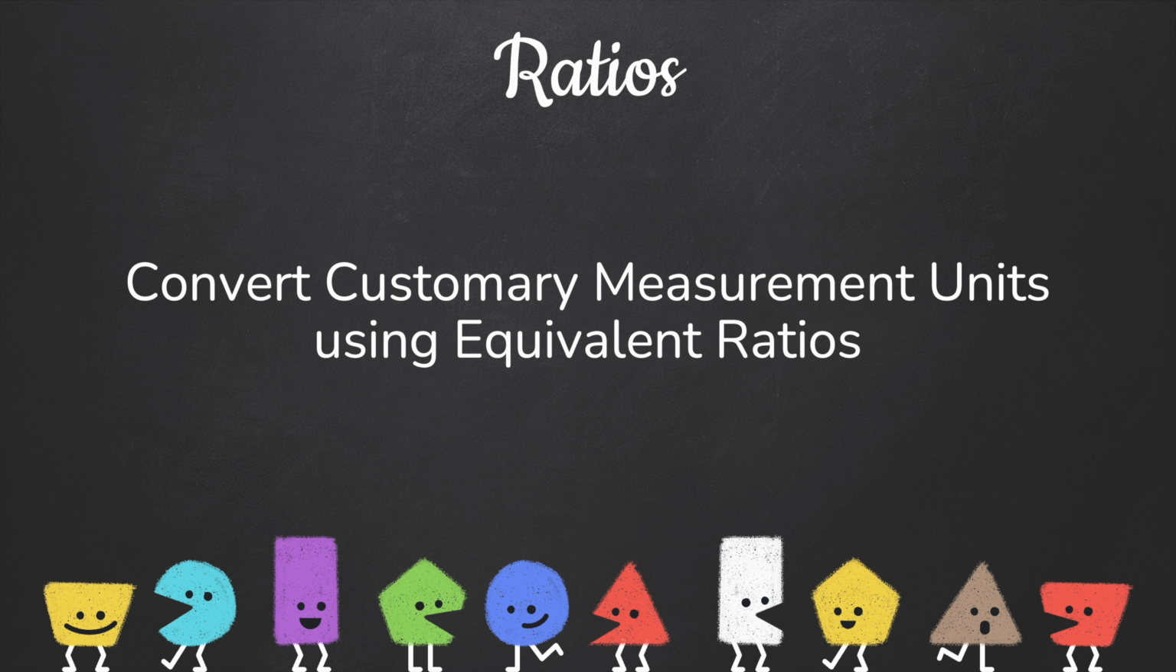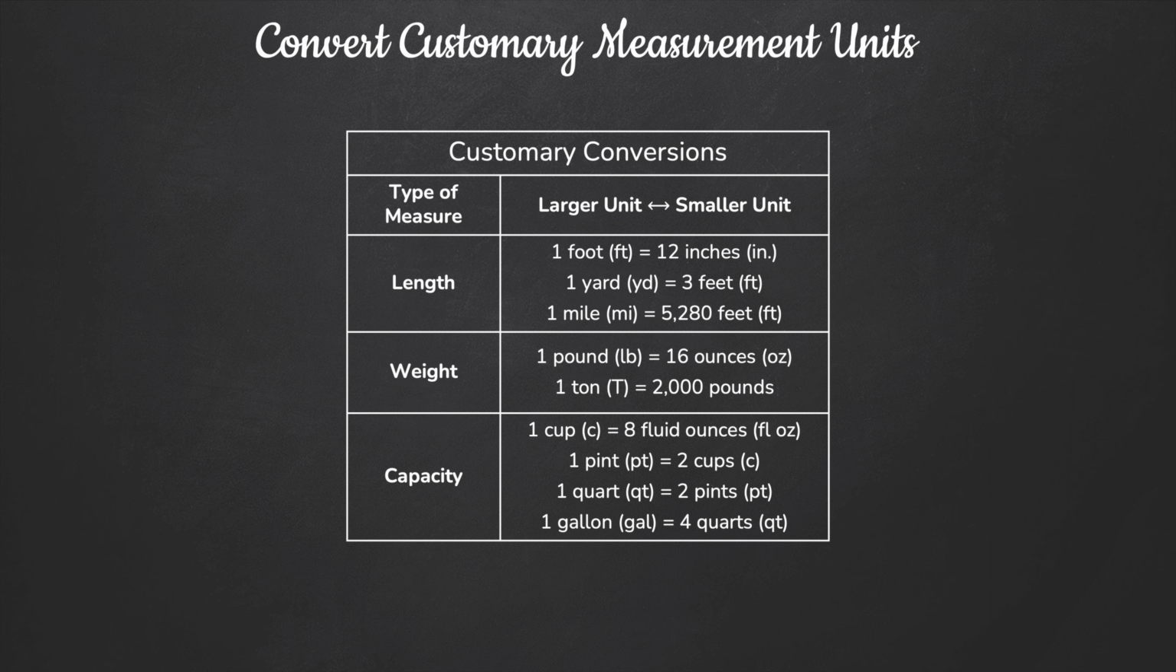Hello, mathematicians. Today we're going to be learning about ratios, more specifically how to convert customary measurement units using equivalent ratios. To get us started, here we have a customary conversions table. We have different types of measurements such as length, weight, and capacity. And within these, we're converting between different units, but still maintaining an equivalent ratio. To sum that up, this table shows the ratio relationships between larger and smaller units of customary conversions for length, weight, and capacity.